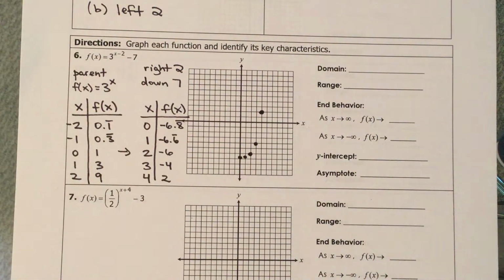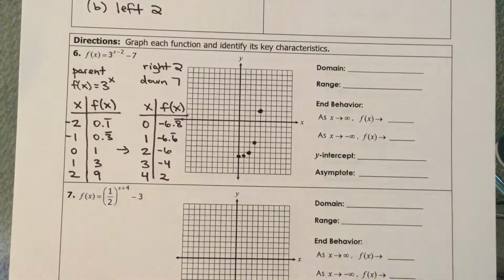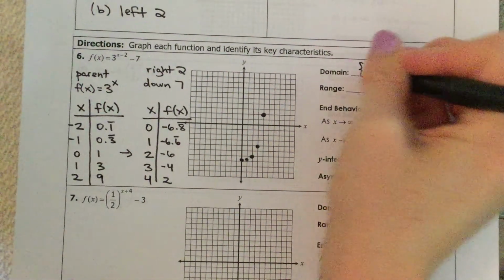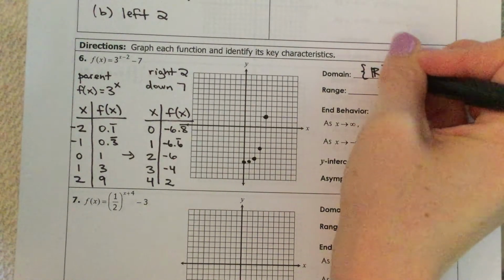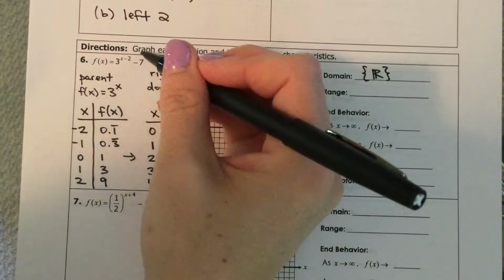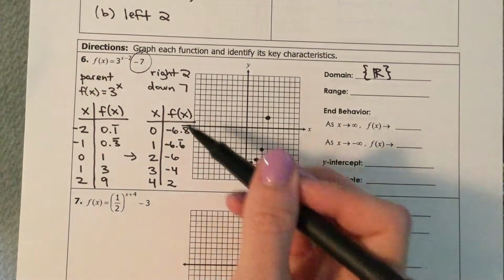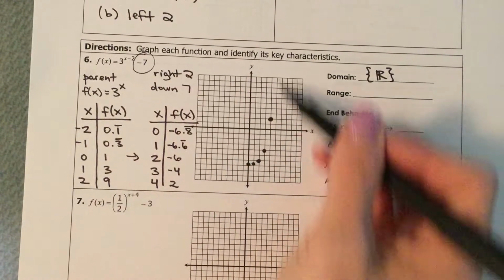One thing I want to do is I'm going to write the domain and range first. Every exponential function has a domain of all reals. And then the range is based on this value right here. All right, so that graph starts at a value of negative 7 and then it goes up from there.